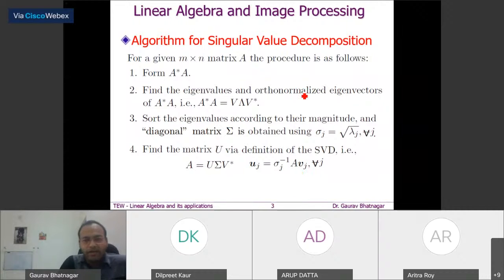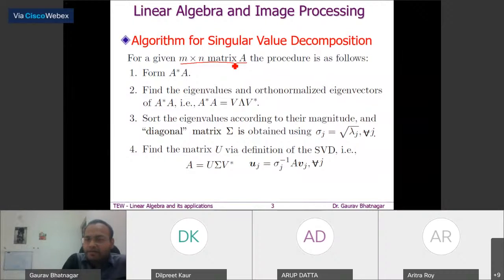So the algorithm states as follows. It says that given a matrix of m cross n. Now I'm just giving a very generic algorithm over here. So A may be real, A may be complex. If A is real, then this star will lead to transpose, otherwise it's going to be the conjugate transpose. So I'm going to have a general rectangular matrix A with me.